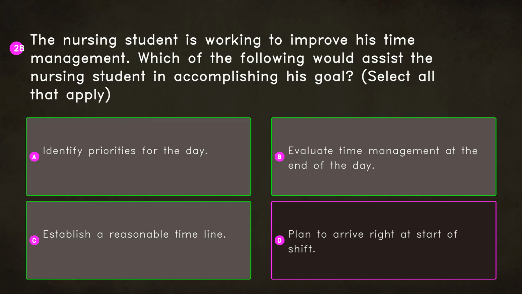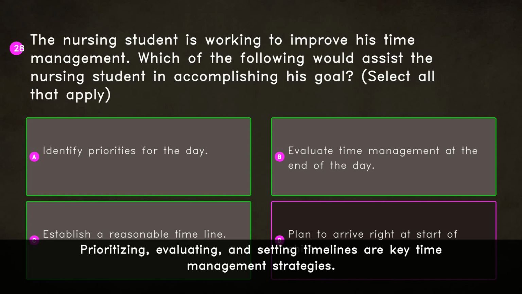The correct answer is identify priorities for the day, evaluate time management at the end of the day, and establish a reasonable timeline. Prioritizing, evaluating, and setting timelines are key time management strategies.